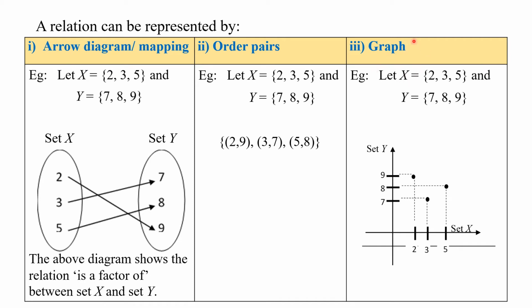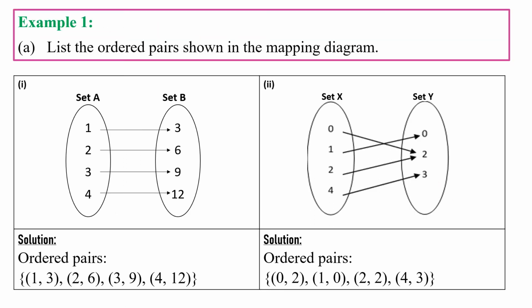Alright, for graph, so we use the same sets and same elements. So the x-axis is the domain set and the y-axis is the range set. So we just map together. So 2 is mapped to 9, so look at the graph, we just match it, 2 to 9, so it's here, 3 to 7 is here, 5 to 8 is here.